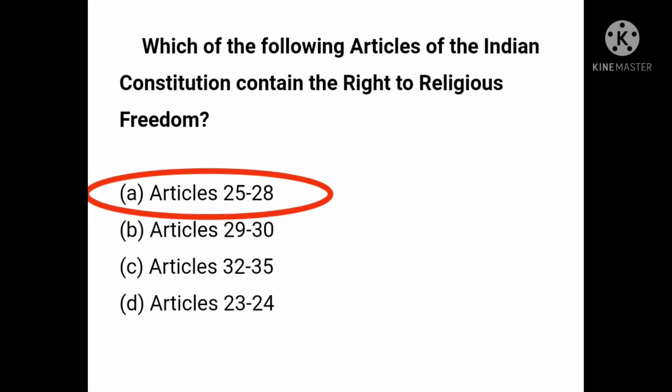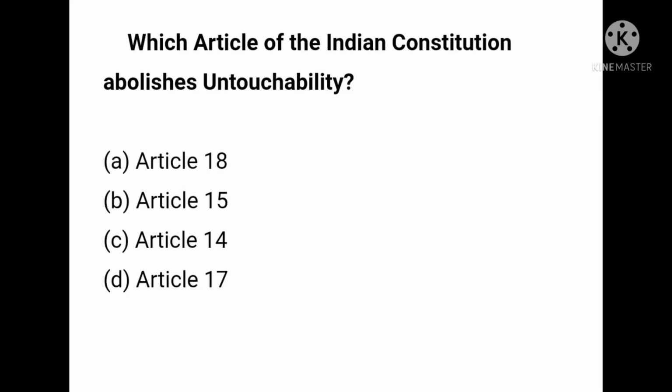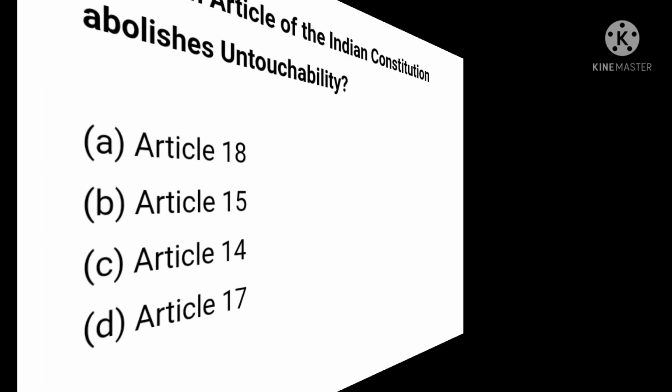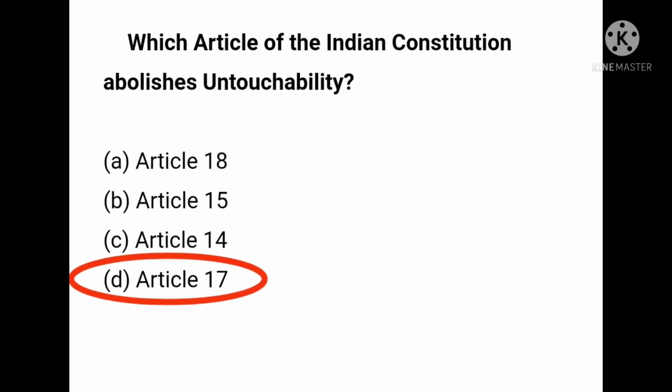Then the next question. Which article of the Indian Constitution abolishes untouchability? Option A, Article 18. B, Article 15. C, Article 14. And D, Article 17. The right answer is option D, Article 17.